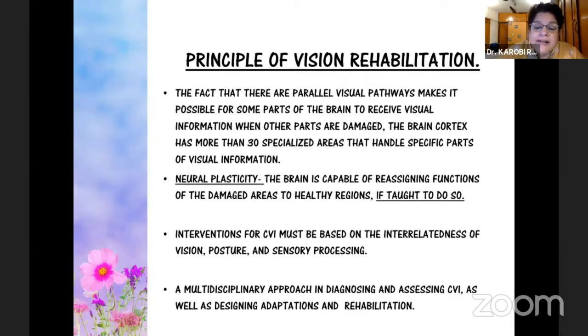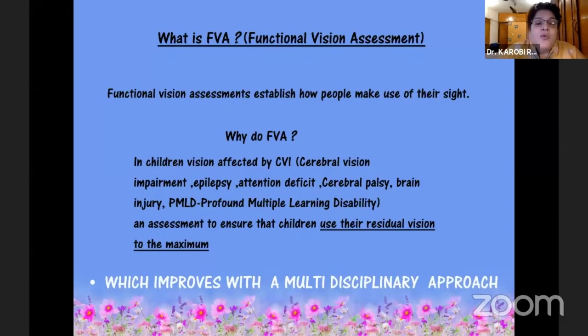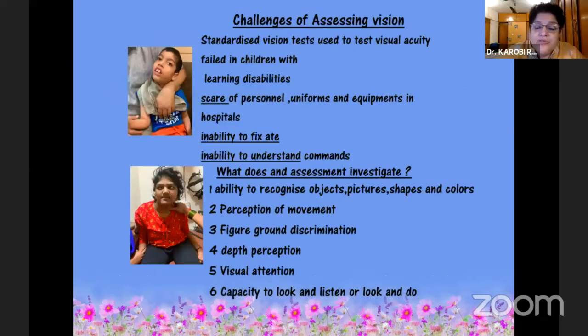This gives you an interrelatedness of vision with posture and sensory processing. So that's the reason why the balance of the child, whether the child stands, walks, runs, or is able to locomote, is very important. Now, what is visual functional assessment? It is an ability to make use of whatever sight they have. In children with CVI, you have children with profound multiple learning disabilities. You have to train their residual vision to the maximum, and again, as I said, this improves with a multidisciplinary approach.